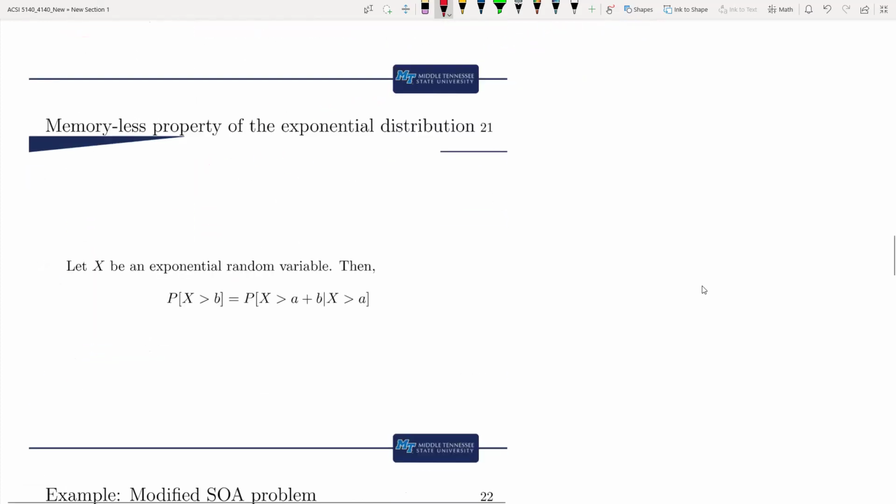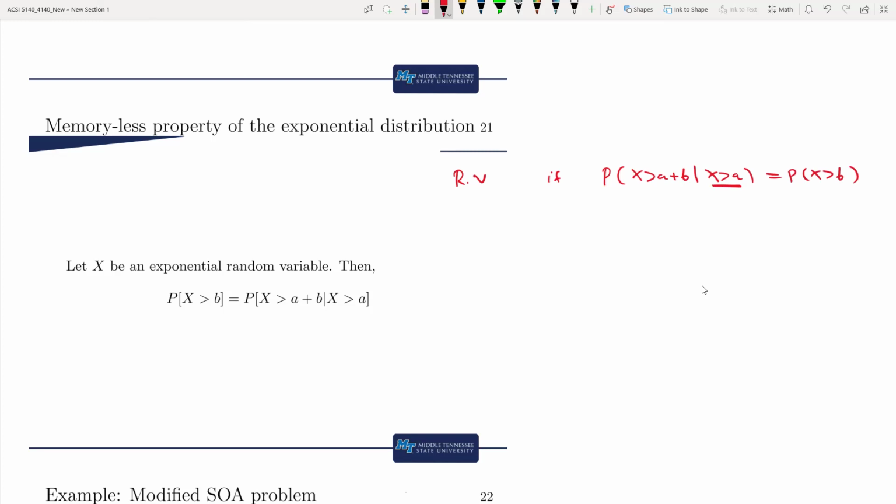One of the nice properties of exponential distribution is the memoryless property. A random variable has a memoryless property if probability x more than a plus b given x more than a is the same as probability x more than b. So the idea is knowing this extra information is not going to make any difference. It's more like you really didn't know anything about that.